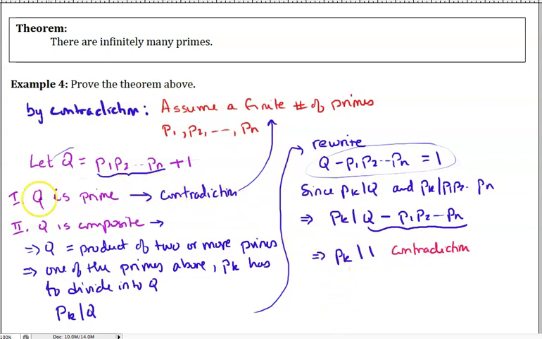Because I got contradictions in the only possible cases, Q is prime leads us to a contradiction, and Q is composite also leads us to a contradiction. That means that our assumption that there's a finite number of primes is incorrect. So this means that there are an infinite number of primes. All right, cool.